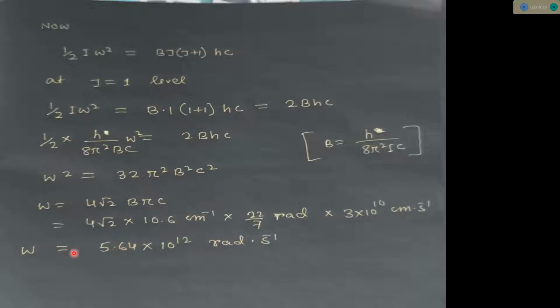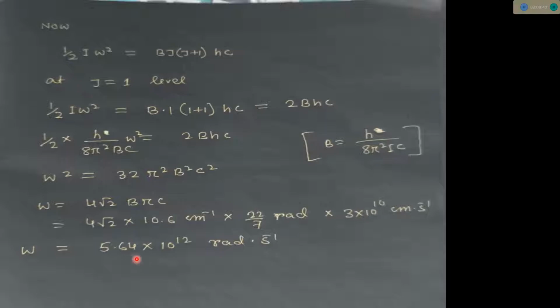So at last the value of omega, or W, becomes 5.64 into 10 to the power 12 rad per second. This is in centimeter inverse. This pi value we have to put as 22 upon 7 in radian, and the velocity of C we have to put here in CGS unit. Then that centimeter and centimeter inverse will cancel out, only radian per second will be left as a unit.